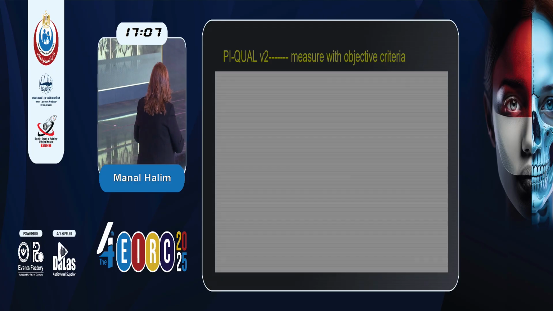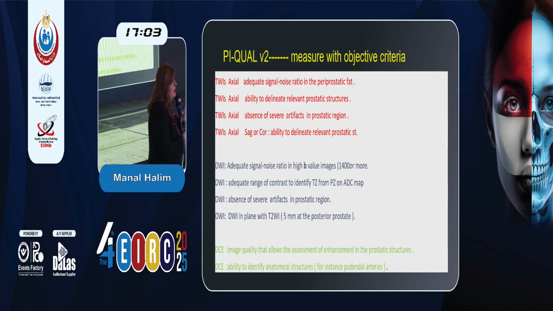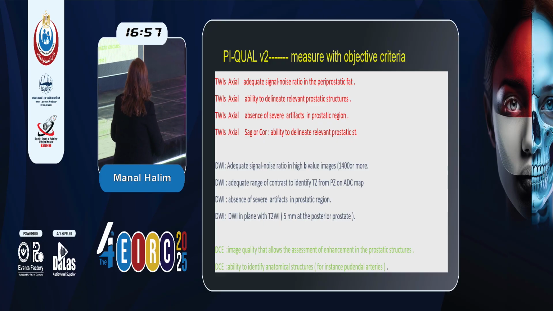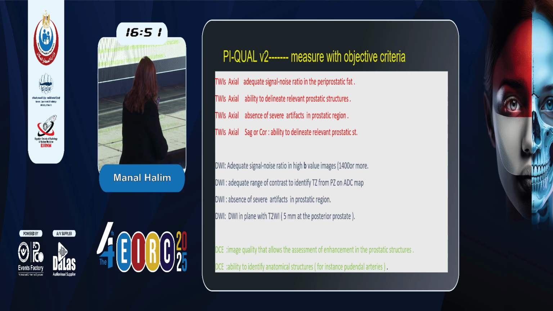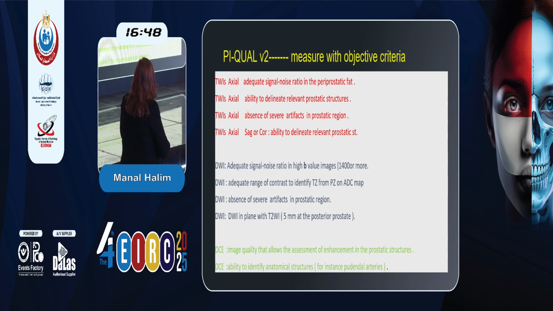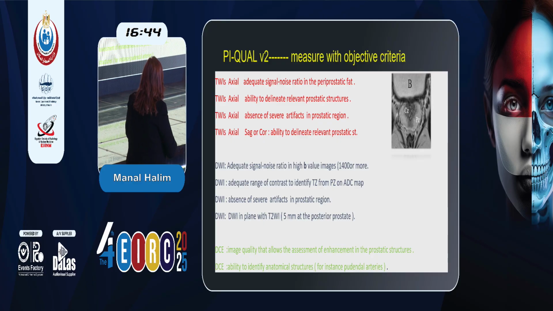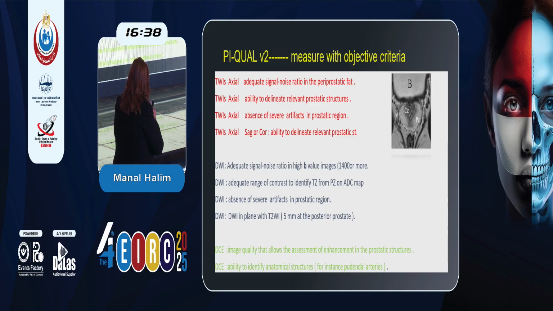However, that's why they have put something known as the PI-QUAL. PI-QUAL is like PI-RADS, but it's PI quality. So assess every single sequence, and in each sequence at least 3 points from these 4 are required, as Professor Barnes said. In the T2 weighted images, at least the anatomy is well seen, the prostatic structures are well defined, and there is absence of severe artifacts. This is a good one.